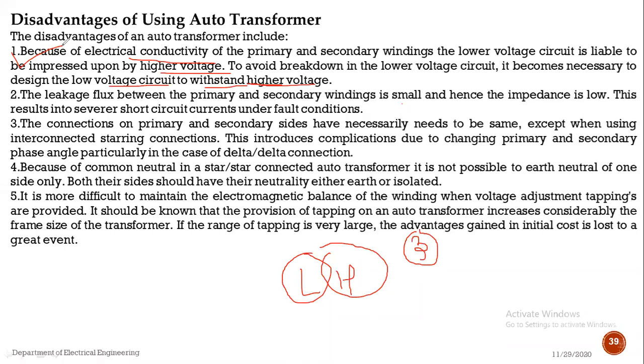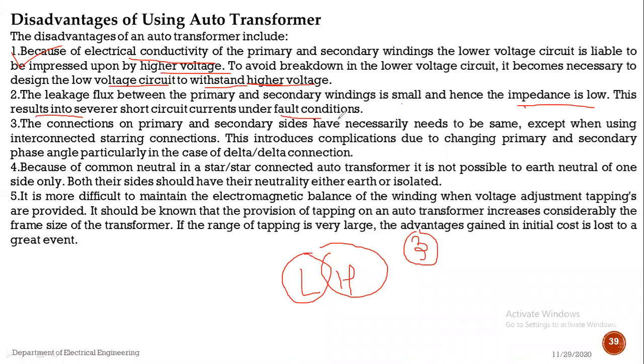Yes, sir. So the leakage flux between the primary and secondary will be small as compared to that of a two winding transformer. If the leakage flux is small, the leakage impedance will be low, hence the impedance in the circuit will be low, and this results in severe short circuit current under fault condition.